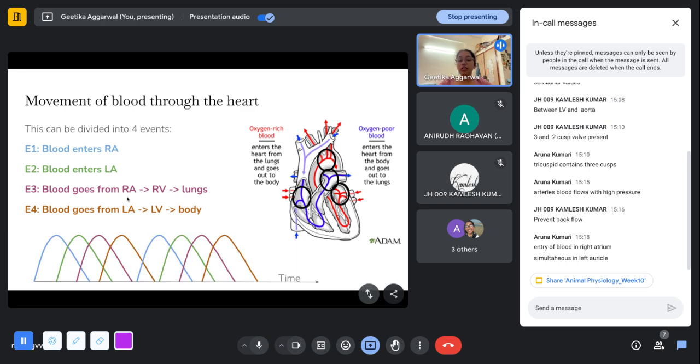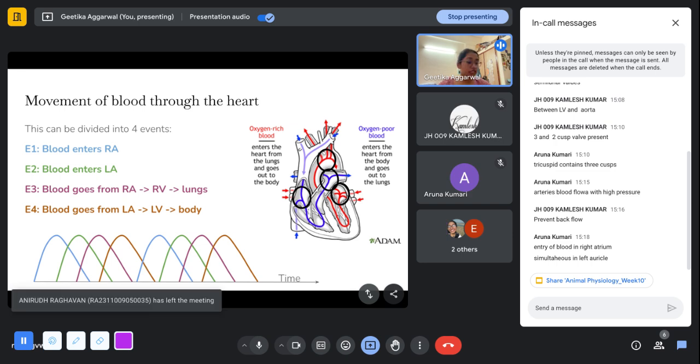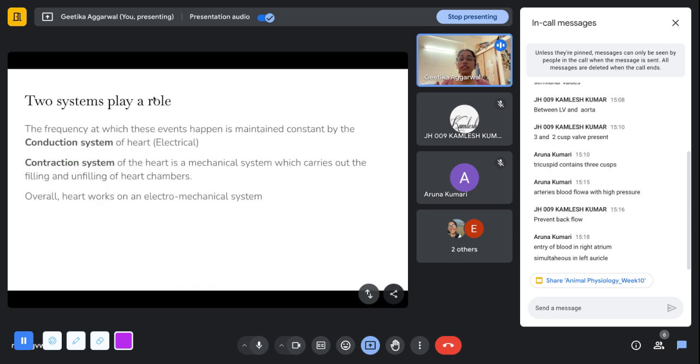So you can see here in this graph, these four events are all overlapping each other, more or less. Before the first event comes to an end, the second event has started, and before the second event comes to an end, the third event has started. So all of these events are sort of overlapping each other. That is one thing to keep in mind. They are not separated from each other in time, they are overlapping each other. The next thing is in this circulation of blood through the heart, there are two major systems that play a role.